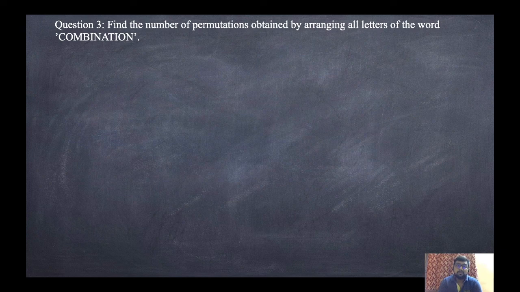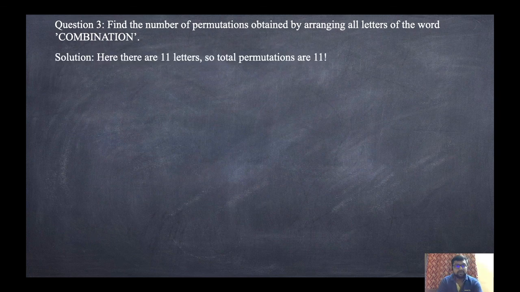Now find the number of permutations obtained by arranging all letters of the word COMBINATION. Calculate how many letters are there. So I think there are 11 letters. So here there are 11 letters. So we know that the total permutation is 11 factorial.